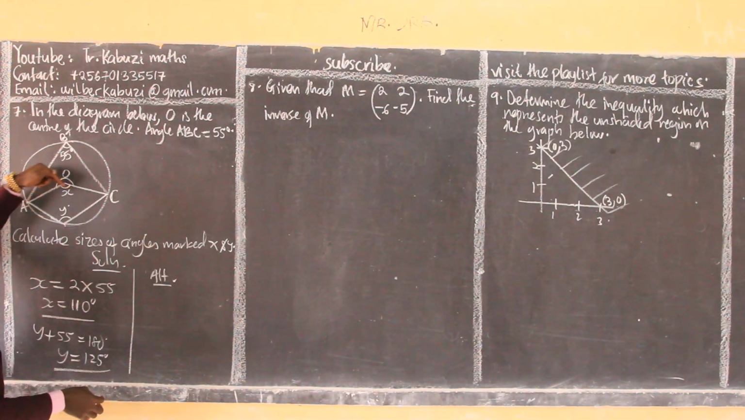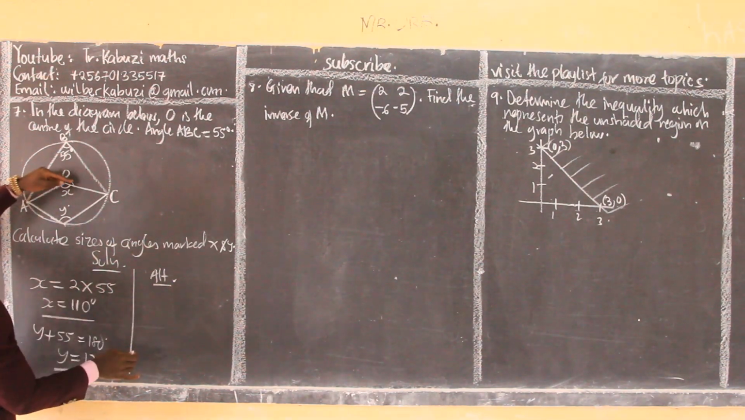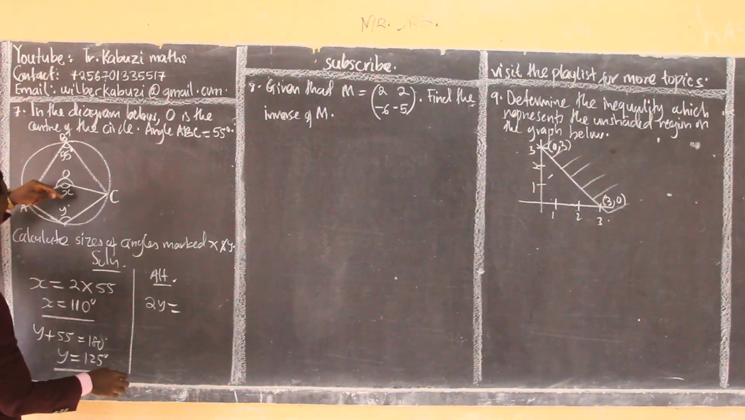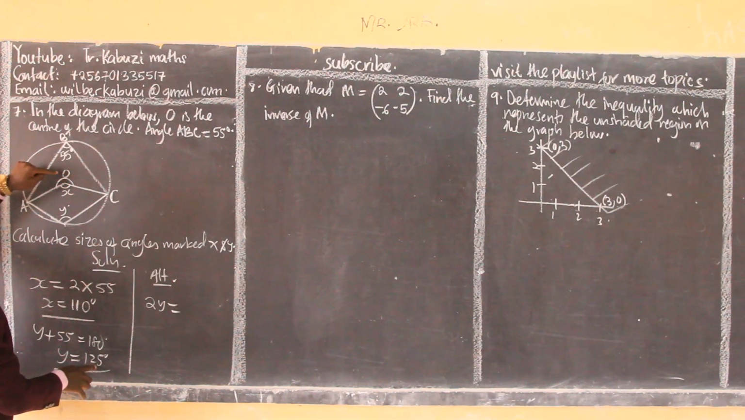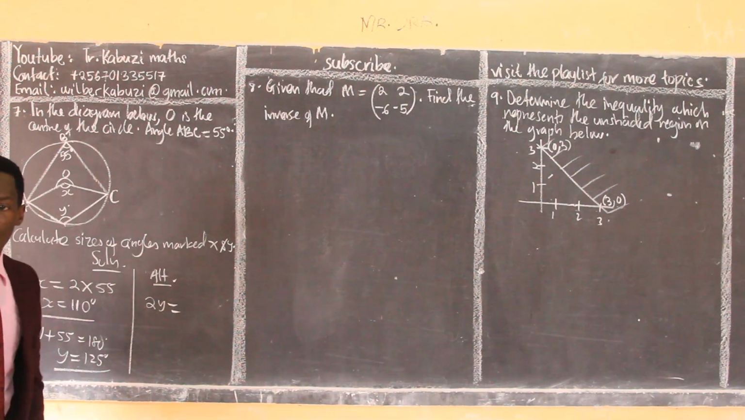You can get the balance because you know this is 110, then you can get the balance of this one here. So now the balance here, my 2y, what will be my balance? If this is now 125, you subtract from this to get the balance, then you'll be getting your y with ease.